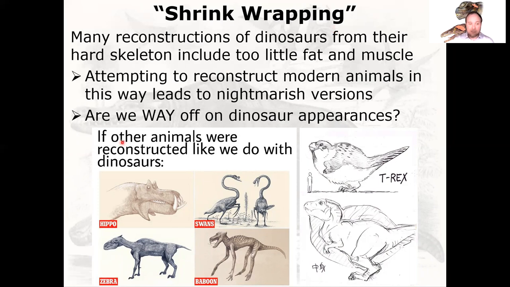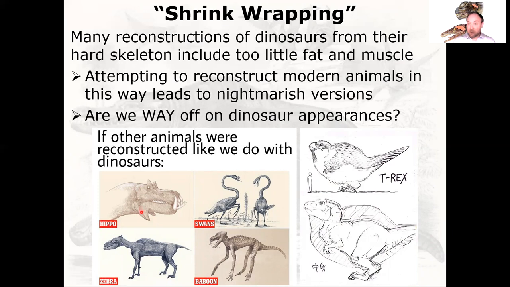If we attempt to reconstruct some modern organisms in a similar way, you get these very frankly nightmarish creatures. So this is what a hippo would look like if we recreated it the way some paleo art reconstructions of dinosaurs are. You'll notice that the skin is very tightly shrink-wrapped onto the bone. You see these projections here at the cheeks, almost like little cheek spines or horns. Those are muscle attachments. You see that there's no jaw muscles drawn in here.